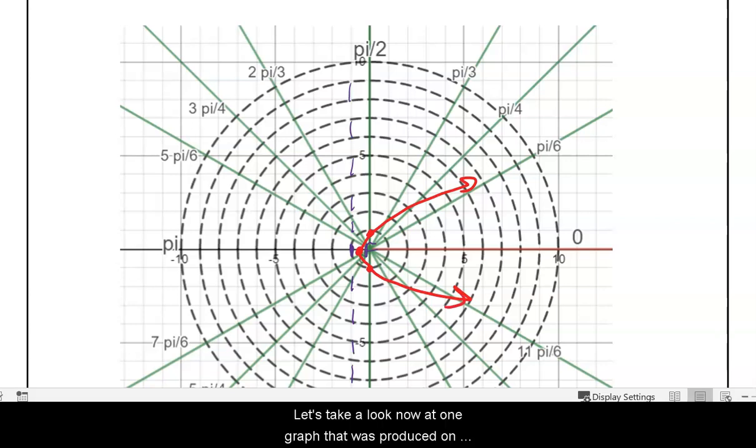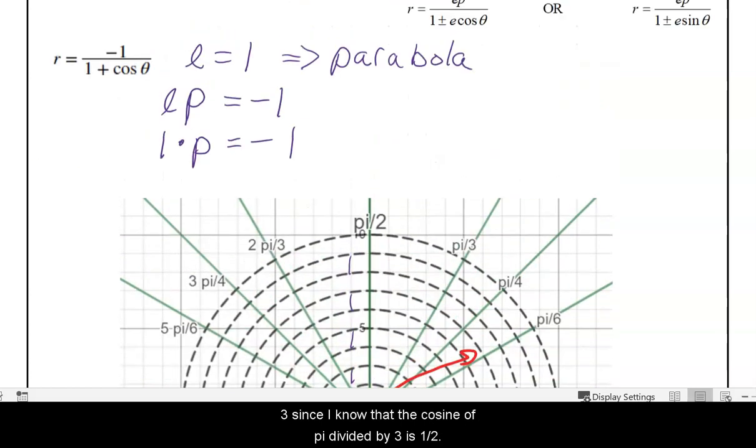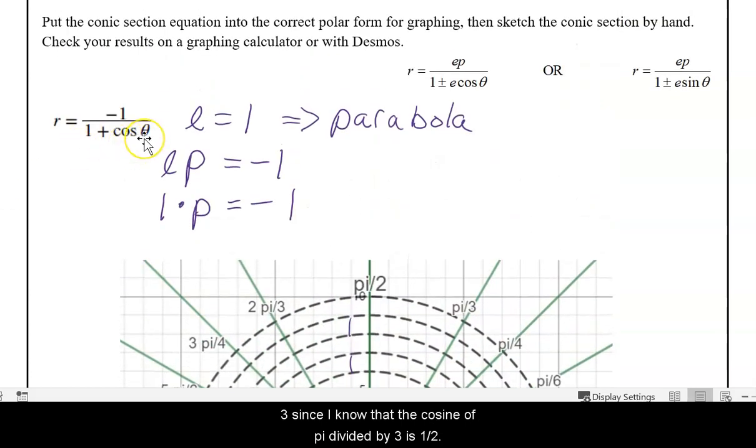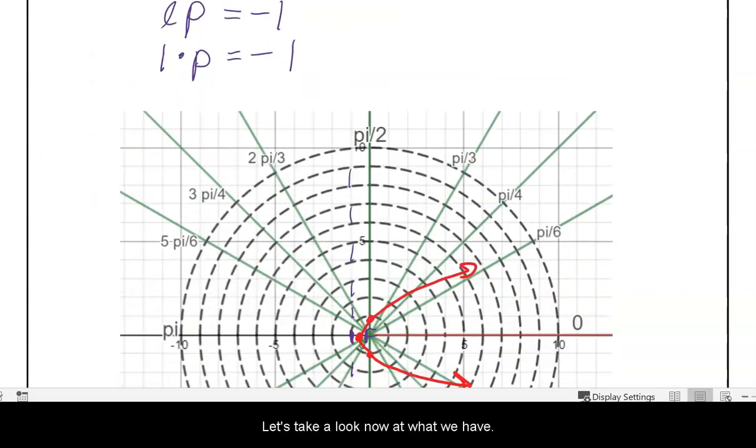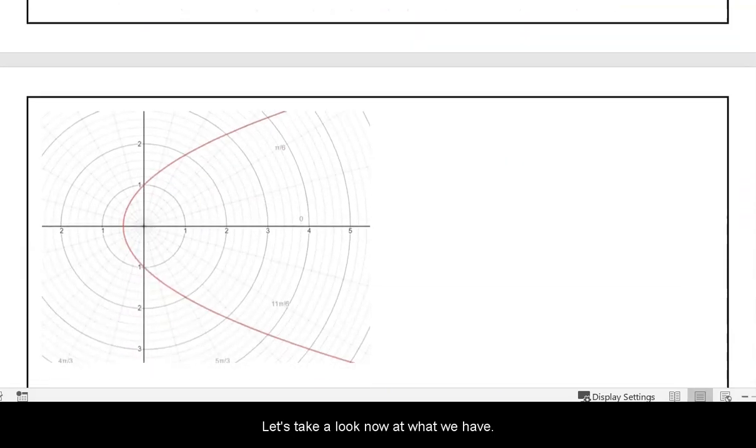Let's take a look now at one graph that was produced on Desmos and see how close we got. Now, if you wanted to produce a better graph, you could, of course, calculate what it is at some of the different angles that you see here. I would recommend for this equation pi divided by 3, since I know that the cosine of pi divided by 3 is 1/2. 1 plus a half would be 3/2, which would seem to say it's at negative 2/3. Let's take a look now at what we have.